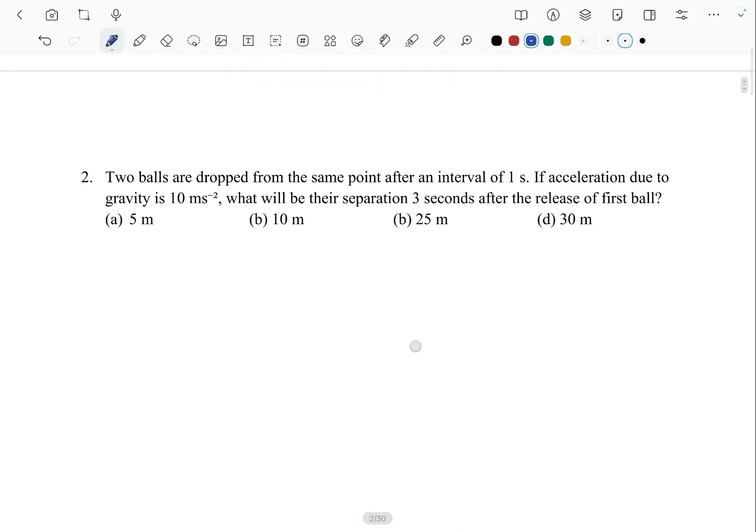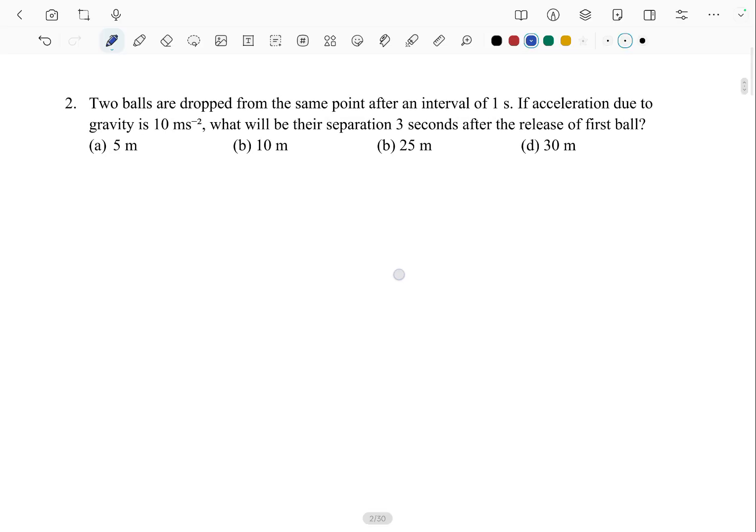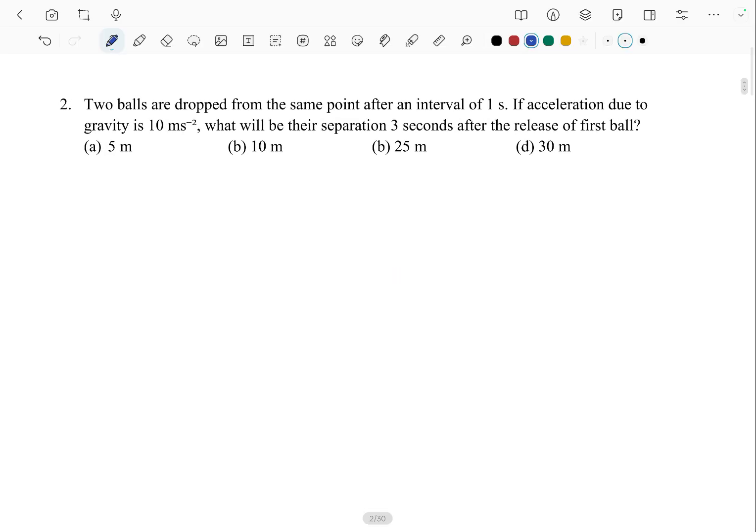Second question. Two balls are dropped from the same point after an interval of 1 second. If the acceleration due to gravity is 10 meter per second square, what will be their separation 3 seconds after the release of the first ball? So let's try to analyze the question this way. Now this is going to be your first ball.